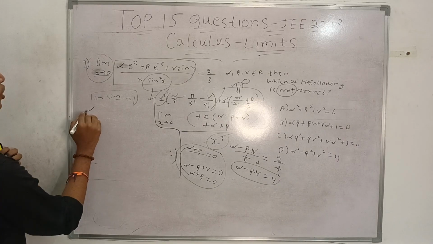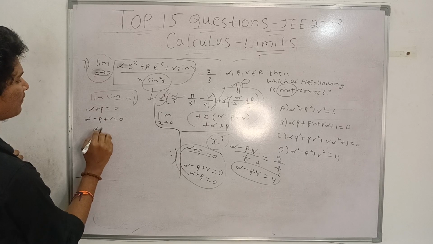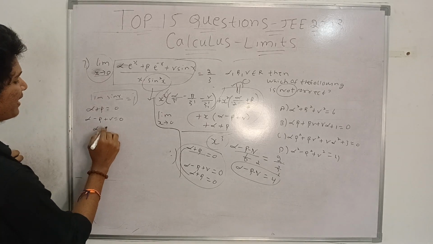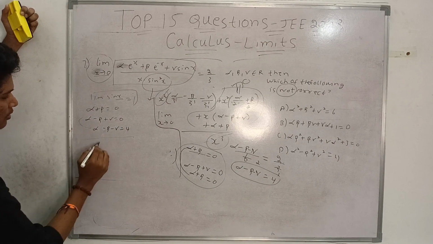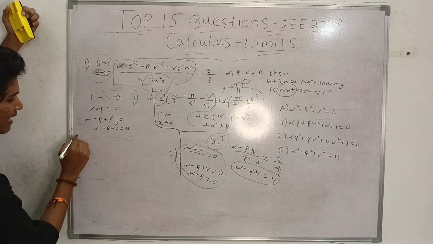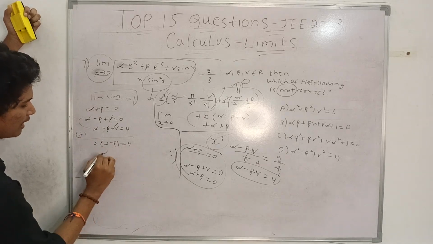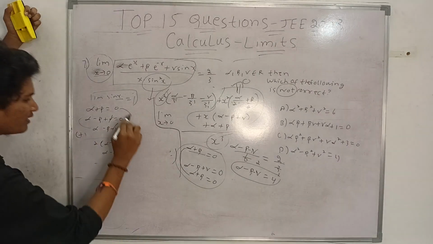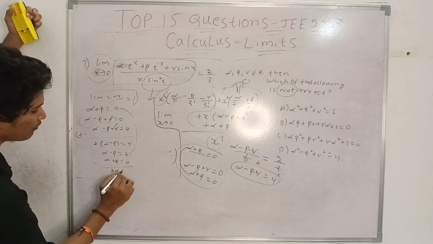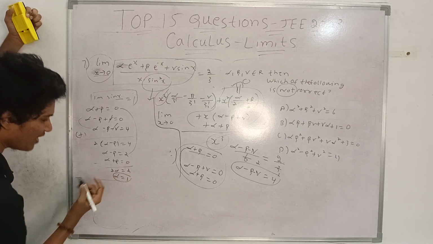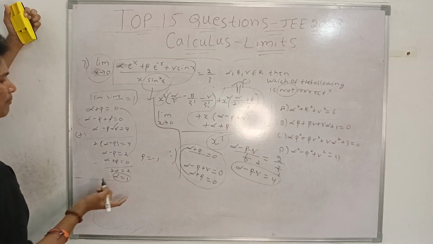Basically, what are the conditions? We got alpha plus beta equal to 0. Alpha minus beta plus gamma equal to 0. Alpha minus beta minus gamma equal to 4. By solving these two things, gamma will get cancelled, adding here 2 into alpha minus beta equal to 4, alpha minus beta equal to 2. And by solving this with alpha plus beta equal to 0, 2 alpha equal to 2, alpha equal to 1. When alpha equal to 1, beta equal to minus 1.